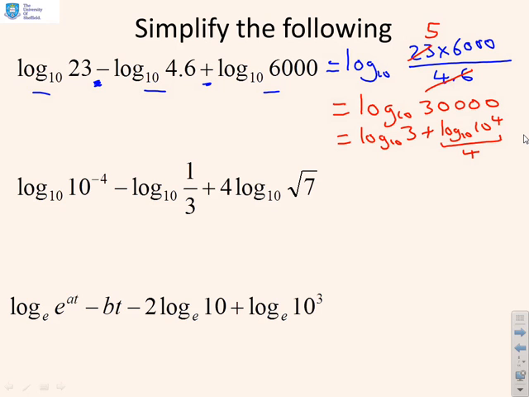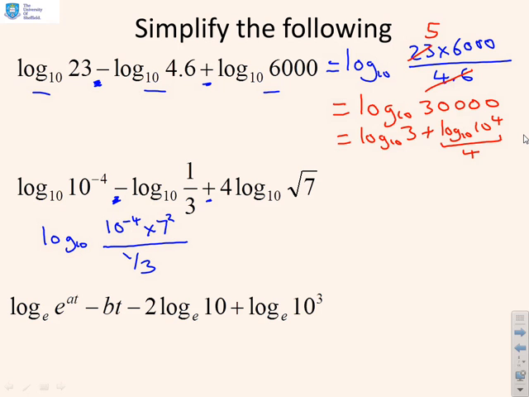What about the next one? Again, it's just inviting you to use the standard rules of the log of a product and the log of a quotient. You can see I've got a minus here and a plus here. So I can write down that this simplifies to log 10 of 10 to the minus 4 times 7 squared, all divided by a third.